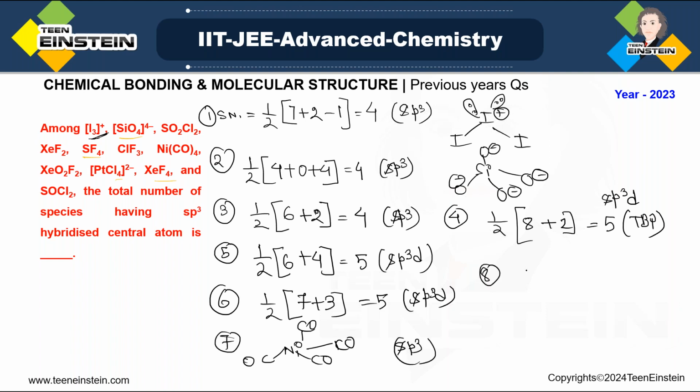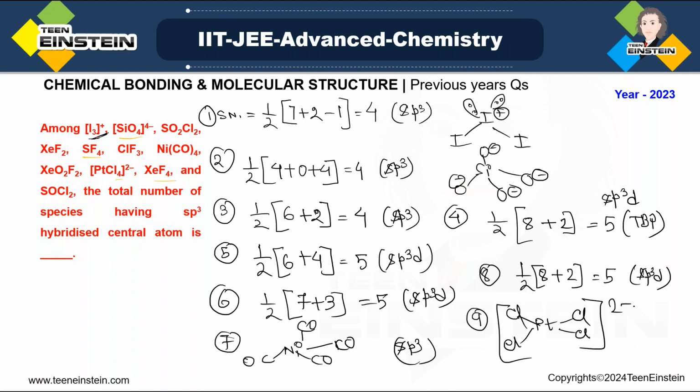The next one is number 8, which is XeO2F2. 8 for xenon central atom. For oxygen, we should not consider anything, 2 fluorine atoms. So we are getting 5. So for XeO2F2, it is sp3d hybridization. After XeO2F2, PtCl4. Now PtCl4, platinum, whenever it is tetra coordinated, it is mostly observed to have a square planar shape. Now the steric number formula for this type of d block metal complex we cannot apply. So this is square planar. It is not sp3 hybridization, so it should not be considered as our answer.